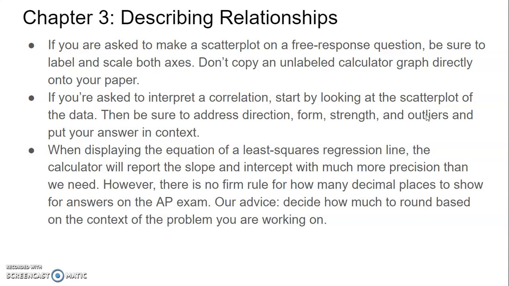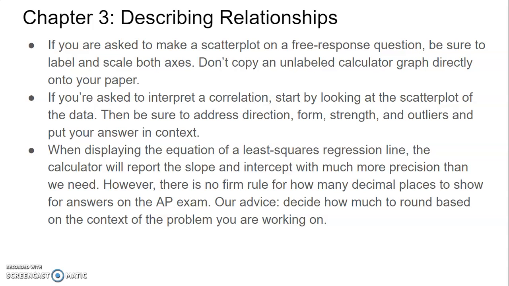How do they affect your correlation? How do they affect your slope? How do they affect your y-intercept? Again, when displaying the equation of a least squares regression line, the calculator will report a slope and intercept that's much more precise than we need. What we mean by that is there's no rule on how many decimal places. So our advice is, again, decide how many place values you want based on the context of the problem.